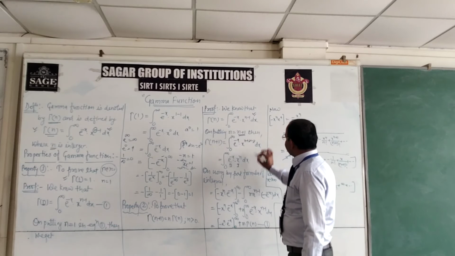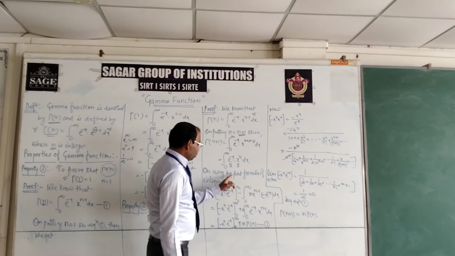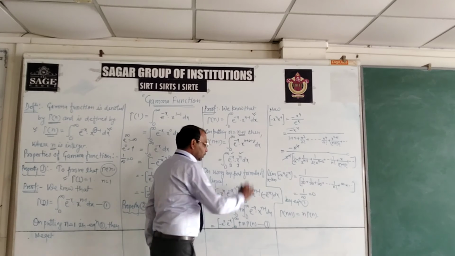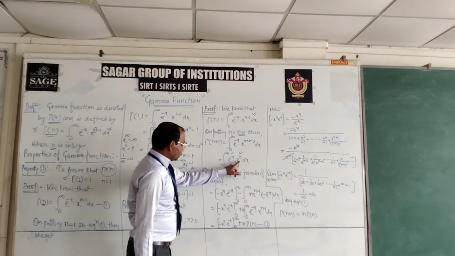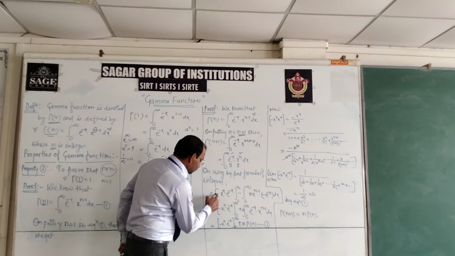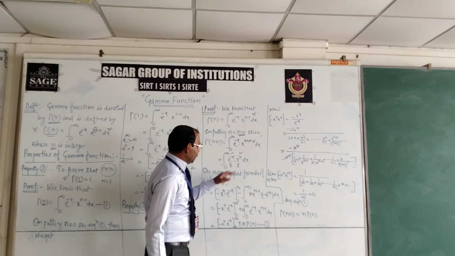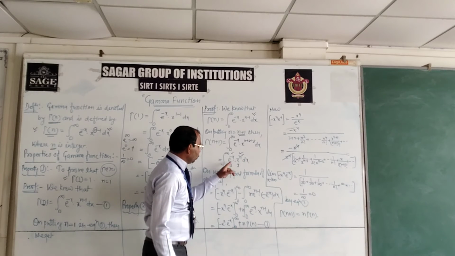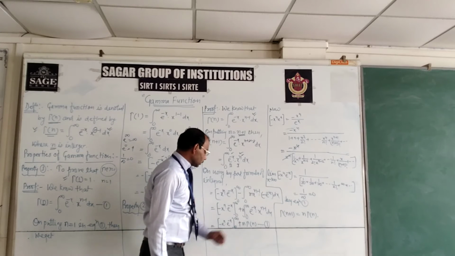The 1 and minus 1 cancel, leaving x to the power n. On using the by parts formula of integration, this is the first term and this is the second term. First term into integration of second term e to the power minus x, minus the integral from 0 to infinity of the differentiation of first term, n x to the power n minus 1, into integration of second term, minus e to the power minus x, dx.